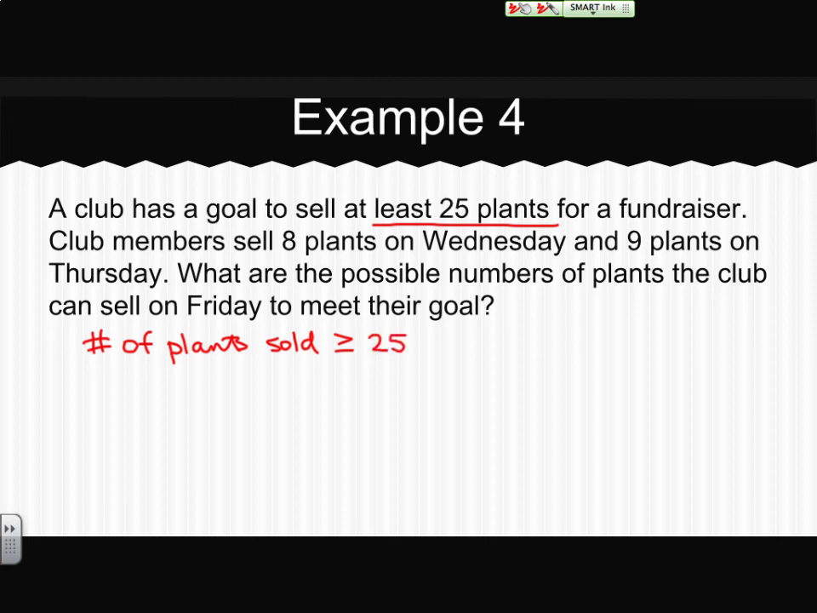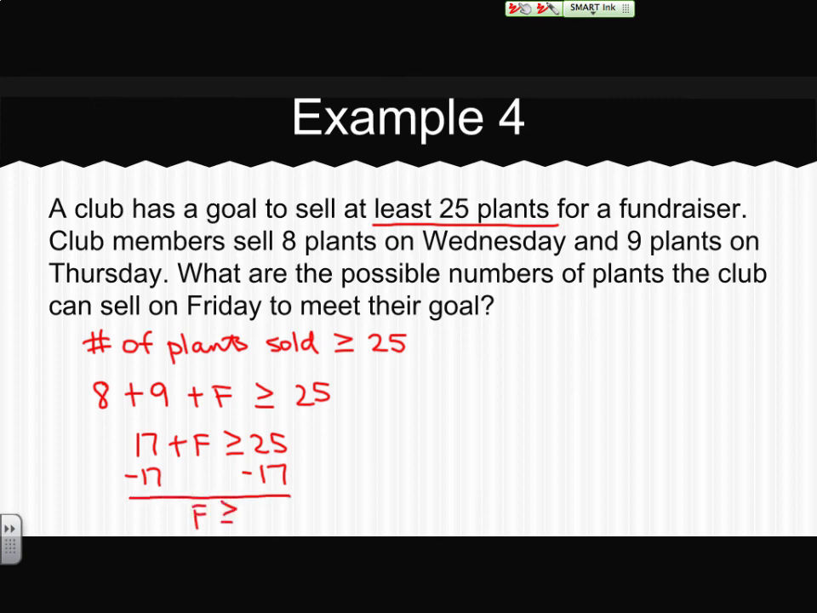Now we can look at the number of plants they sold. On the first day, they sold 8, and then Thursday they sold 9, plus we don't know how many they sold on Friday, so we can say F for Friday. 8 plus 9 gives me 17, so now I have 17 plus F is greater than or equal to 25. I'm going to subtract 17 from both sides to solve for F, and so now I have F is greater than or equal to 8. So that means they need to sell 8 or more plants.